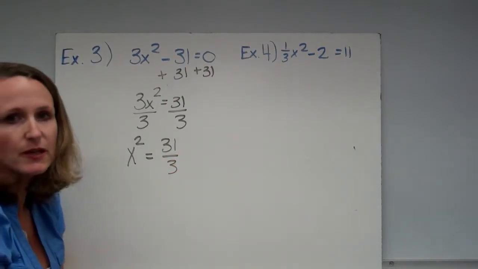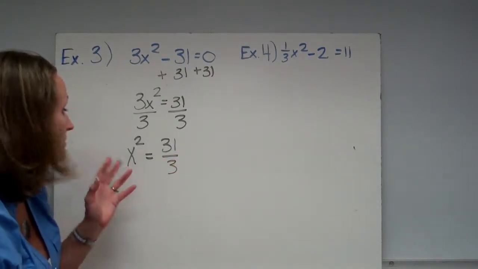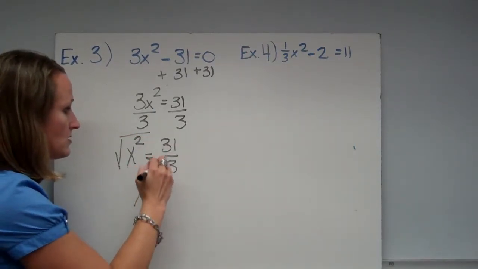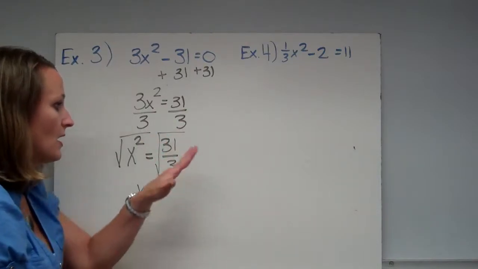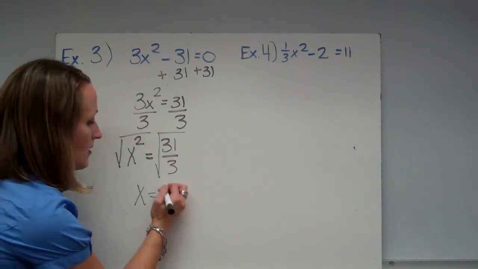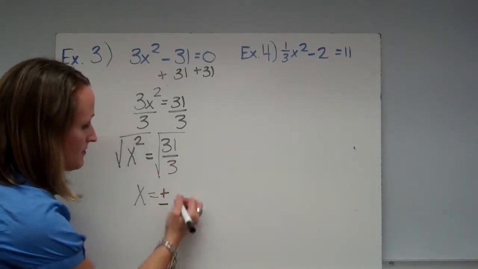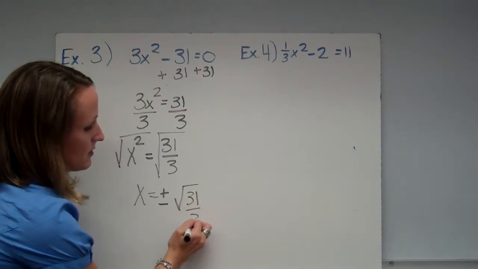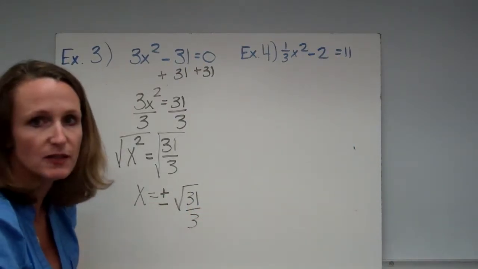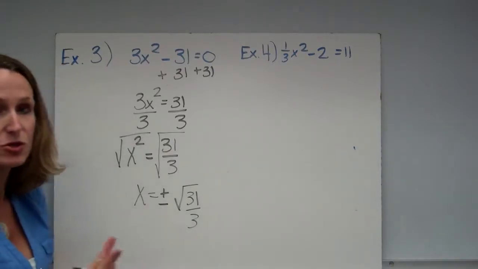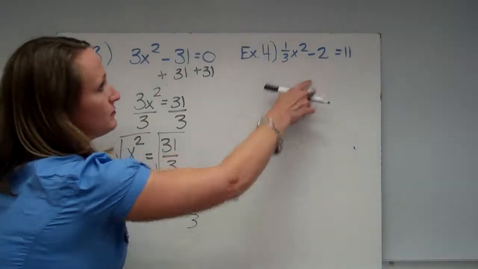I'm still looking for x by itself, so I'm going to take the square root of x squared here, and I'm going to take the square root over here. I'm going to leave it just like that. Even though it's an improper fraction, it's okay. And I want plus and minus the square root of 31 over 3. Here are my two factors. Remember, every quadratic factors out to have two answers. Okay, let's do one more.